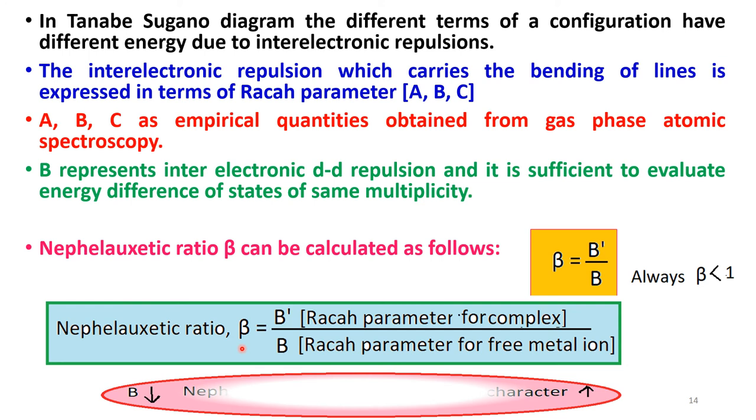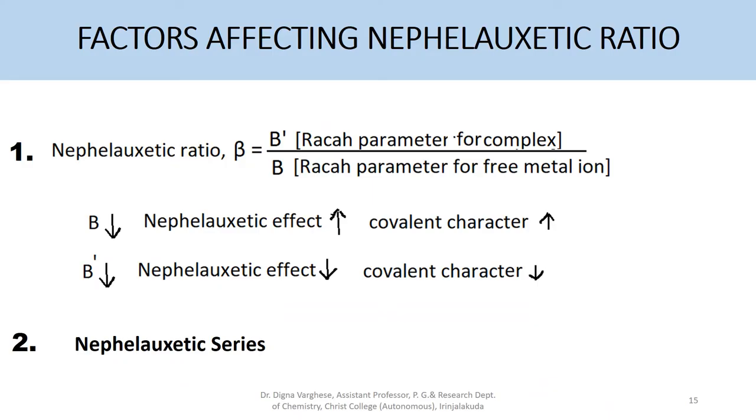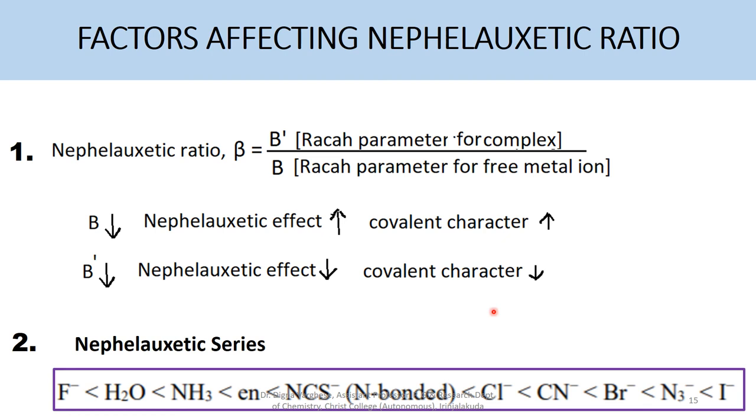That means when the B value decreases, the nephelauxetic effect increases and the covalent character increases. B value means the interelectronic repulsion term. Factors affecting the nephelauxetic ratio: the nephelauxetic ratio beta is equal to B dash by B. B decreases, nephelauxetic effect increases, covalent character increases. B dash decreases, nephelauxetic effect decreases, covalent character also decreases. And the nephelauxetic series we have already seen, that is from fluoride to iodide.